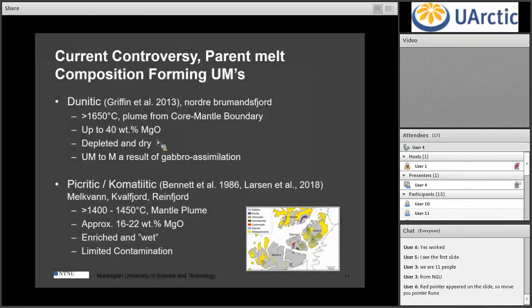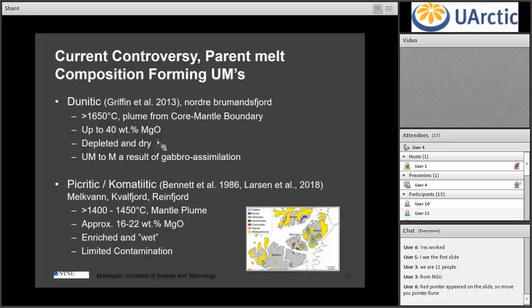So this is one of the current controversies that I'll come back to during the presentation. We have two major theories for the origin of the parent melts forming the ultramafic complexes. One is the one presented by Griffin and co-workers, actually a very interesting and very provocative paper from 2013, together with Suzanne O'Reilly and several others, the great professors. What they're suggesting is that the melt had a temperature of 1650 degrees centigrade. It came straight from the core-mantle boundary.